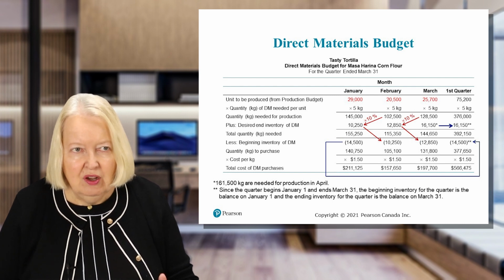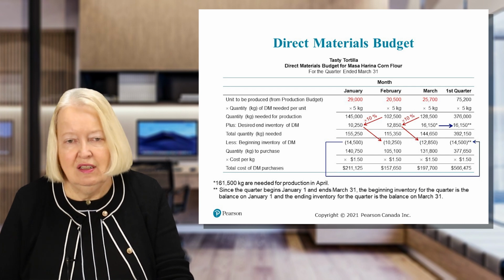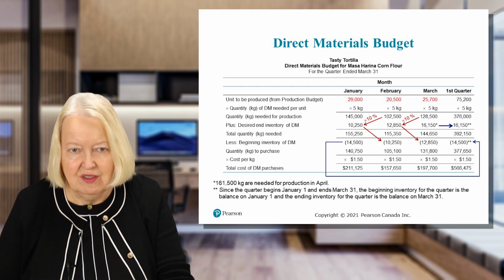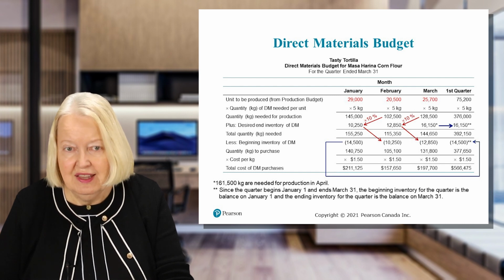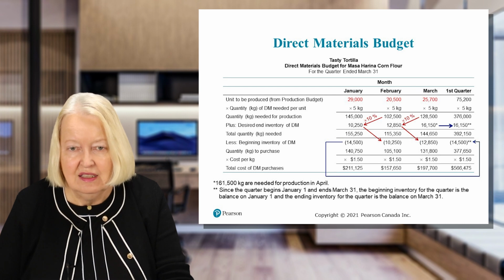So now that we know how many units we need to produce, we now need to figure out how much material is going to go into each of the units. So the direct materials. So as we've just calculated, we know we need 29,000 units, and the materials needed to make it is 5 kilograms. So multiply that out, 145,000 kilograms to make the 29,000 units.